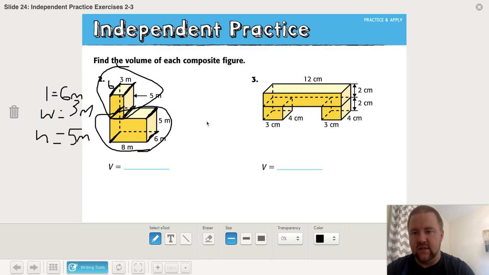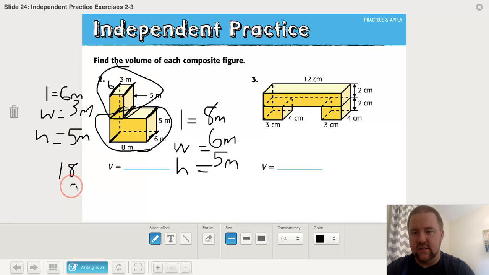All right, and then over here, I have a length of 8 meters, I have a width of 6 meters, and then I have a height of 5 meters. So then I just need to multiply them all together. 6 times 3 is 18, so then I would do 18 times 5, which would be 90. So this is 90 meters cubed or cubic meters.